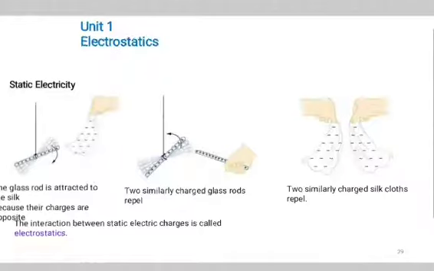So the interaction between static electric charges is called electrostatics. This phenomenon is associated with the static charge. An atom in a normal condition is electrically neutral because the positively charged protons and negatively charged electrons are equal. So when we say the body is charged, it means that it has an excess of charge, either due to electrons or due to protons.